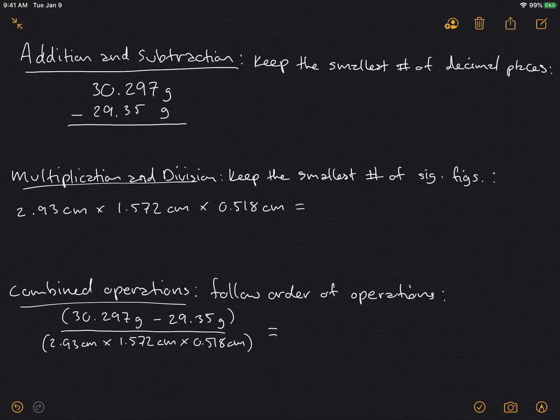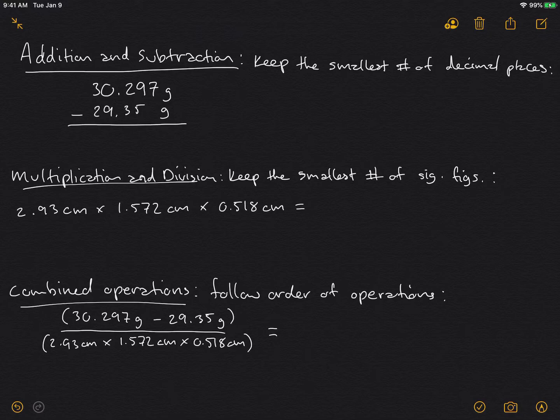And for all of these operations, the rule is basically that the number of sig figs in the answer can only be as many as the number that goes into the calculation with the fewest. Or in other words, your answer can only be as accurate as your least accurate measurement going into the calculation. So for addition and subtraction, the way I like to think of this is you should keep the smallest number of decimal places. And if you're subtracting two numbers, you need to be careful because sometimes that can reduce your number of sig figs overall.